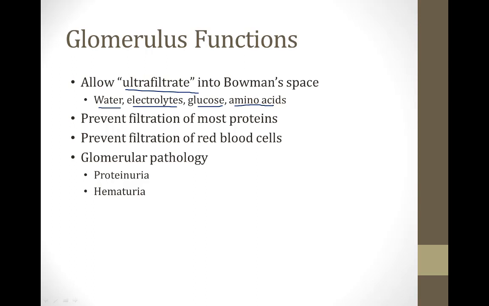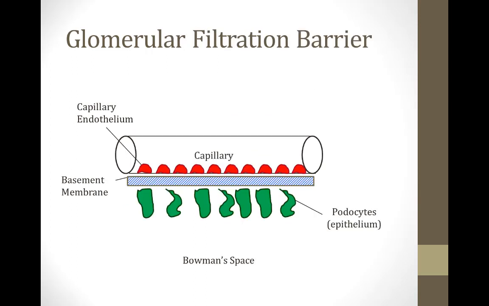Importantly, though, the glomerulus wants to prevent the filtration of most proteins and prevent the filtration of red blood cells. So when you have a sick glomerulus, you get protein and blood in the urine, and that's called proteinuria and hematuria. In order for things to move from the glomerular capillary into Bowman space, they have to pass through the glomerular filtration barrier. And it's very important that you understand the three components of the filtration barrier because the pathology in all these diseases involves these three components.